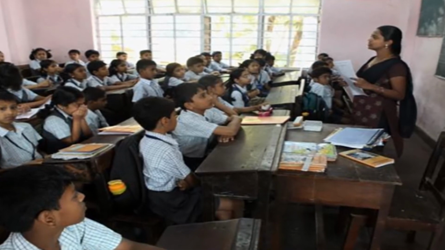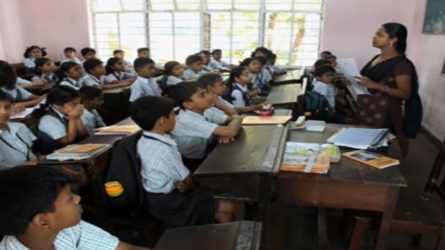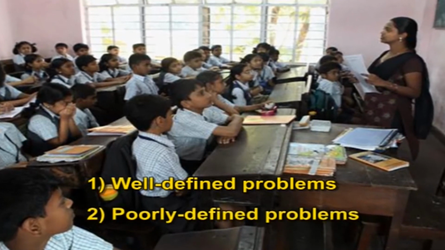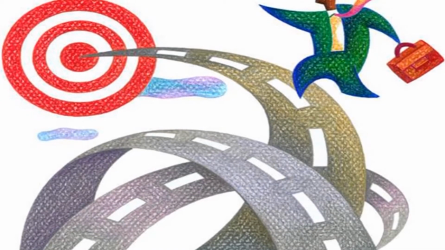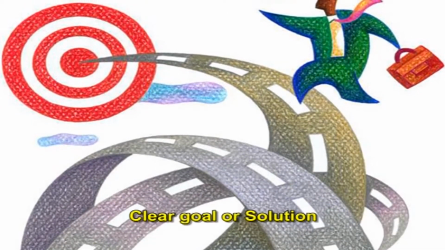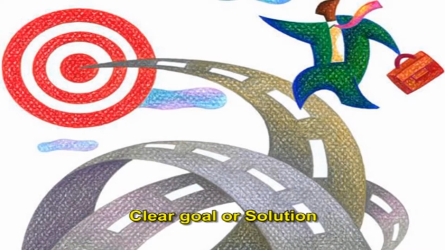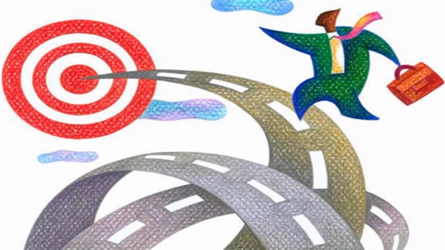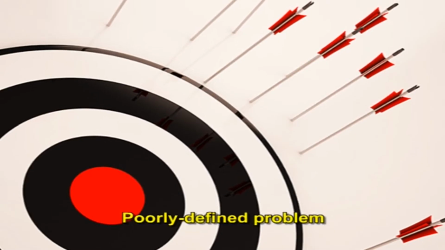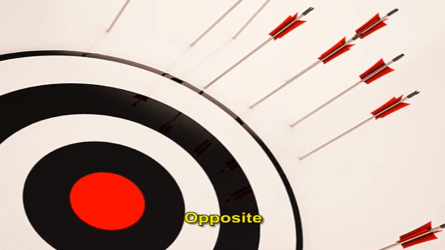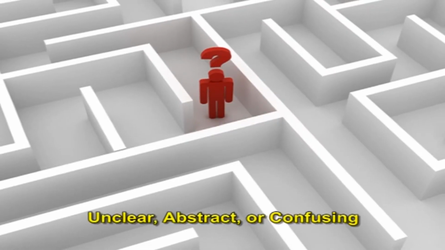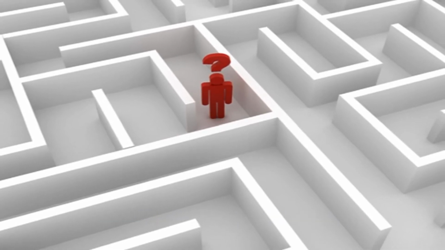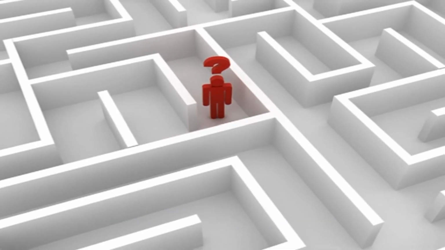The first way is to make a distinction between well defined and poorly defined problems. A well defined problem is one that has a clear goal or solution and problem solving strategies are easily developed. In contrast, a poorly defined problem is the opposite. It's one that is unclear, abstract or confusing and that does not have a clear problem solving strategy.